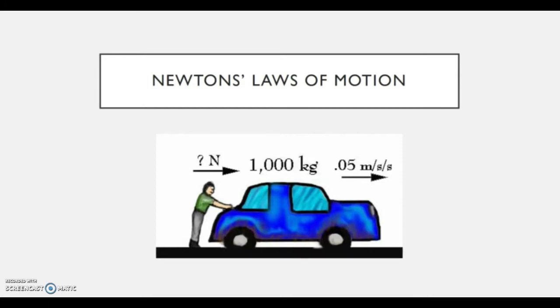An example of Newton's second law could be applied if there's a stationary object that weighs 1,000 kilograms, like this car on the screen. If you try to move the object at 0.05 meters per second squared, using the second law, you can work out the amount of force being applied. This would be 50 newtons, because force equals mass times acceleration.